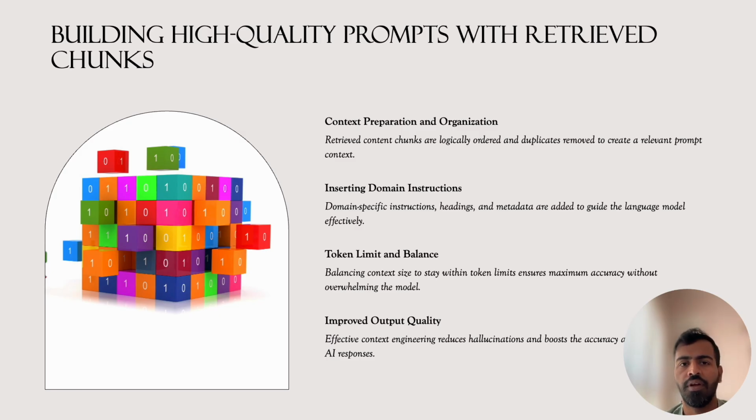audited. Token management is critical. Too much context can exceed limits or dilute focus. Too little can omit key facts. So, we balance context size to keep the model focused while still providing enough evidence for accuracy.